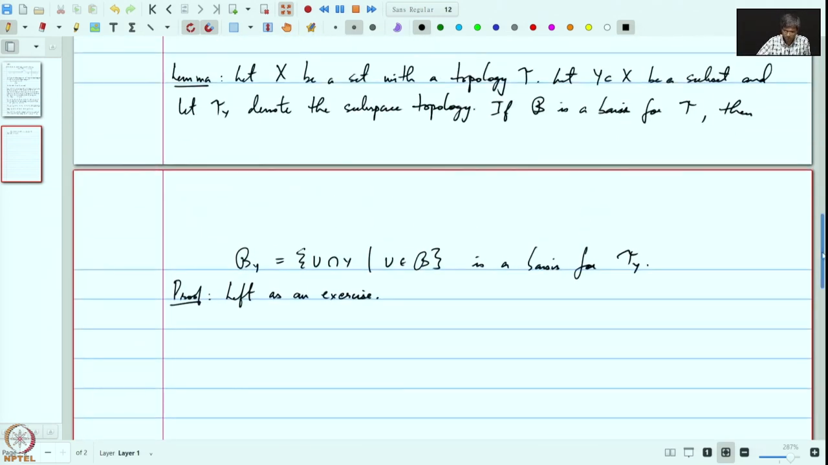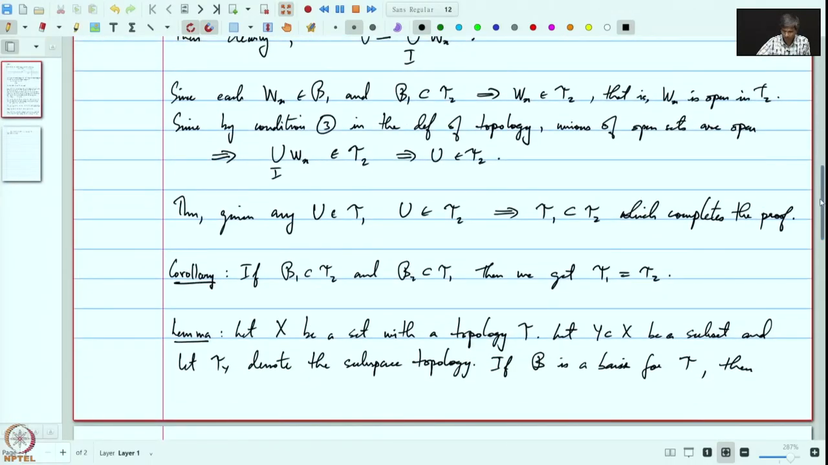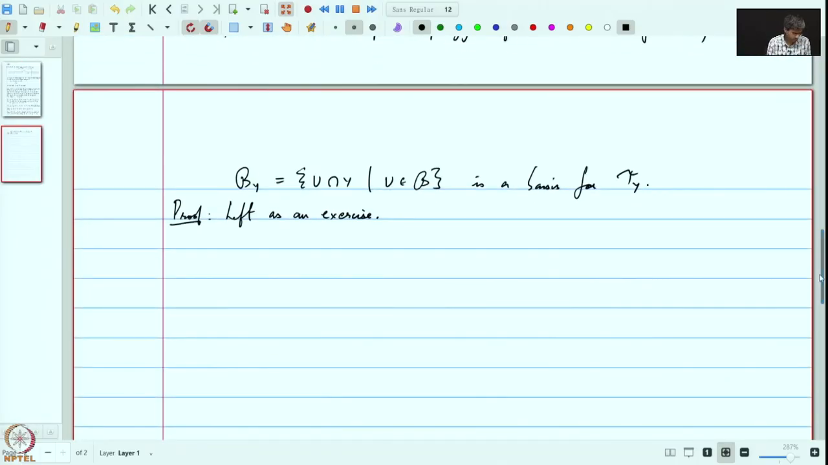So using these two lemmas, or more precisely this corollary and this lemma, we will prove our claim. Proposition: let S and tau sub Y be as described above. Then S is equal to tau sub Y.